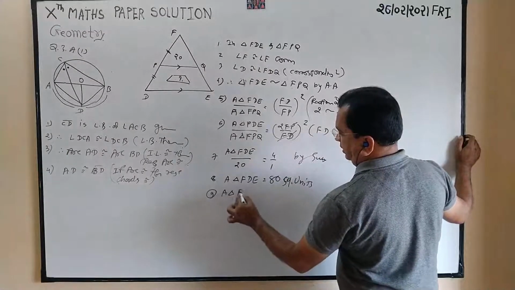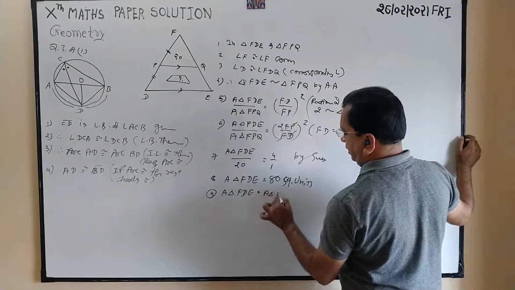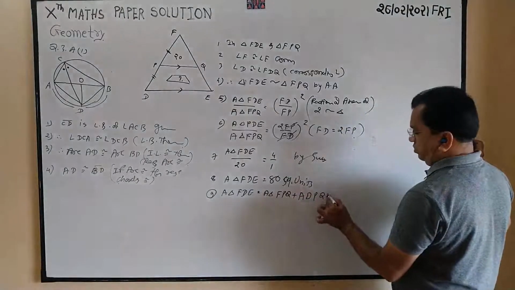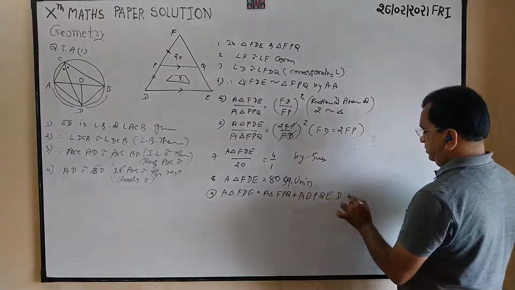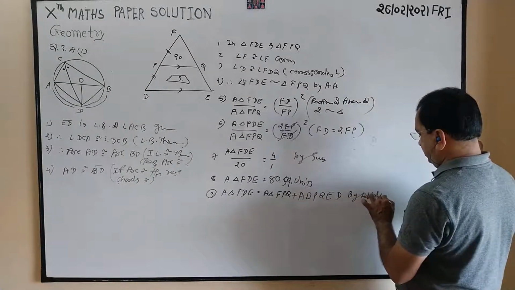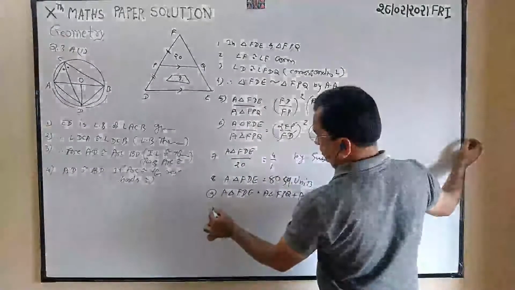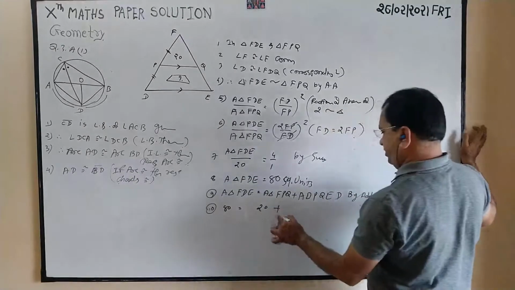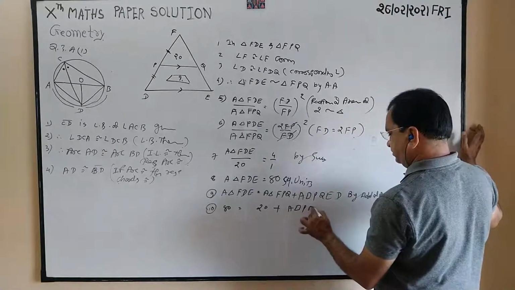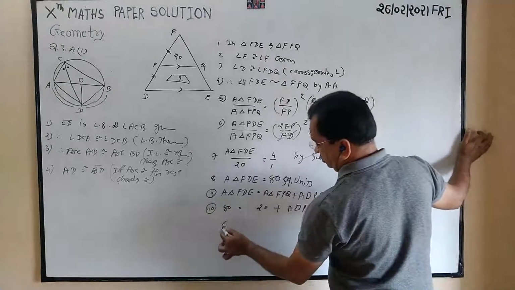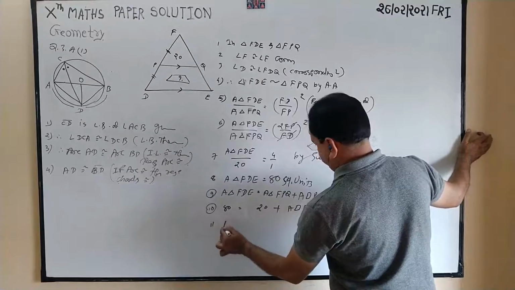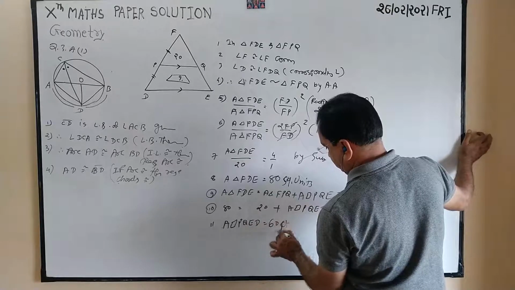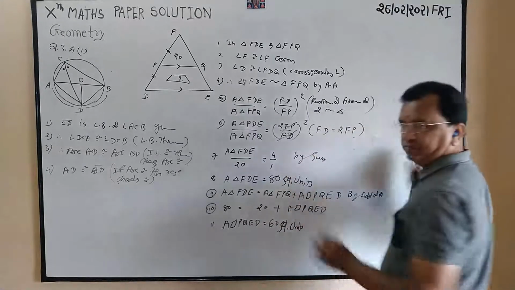9. Area of triangle FDE is equal to area of triangle FPQ plus area of quadrilateral PQED by addition of area. This part plus this part. 10th, this is given 80, this is given 20. This is the question. So 60 square units. Okay.